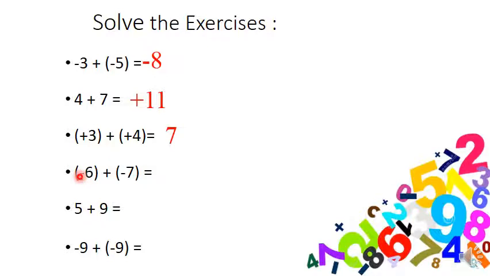Here we have two negative numbers and we are adding them, so we add them. 6 plus 7 is 13 and keep the same sign, so the answer is negative 13. Two positive numbers, the answer is positive 14. Two negative numbers, the answer is negative 18.